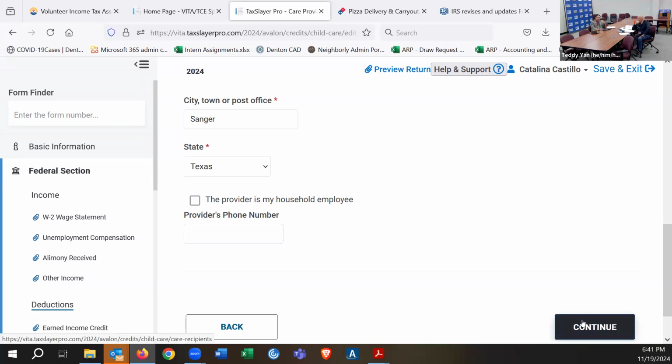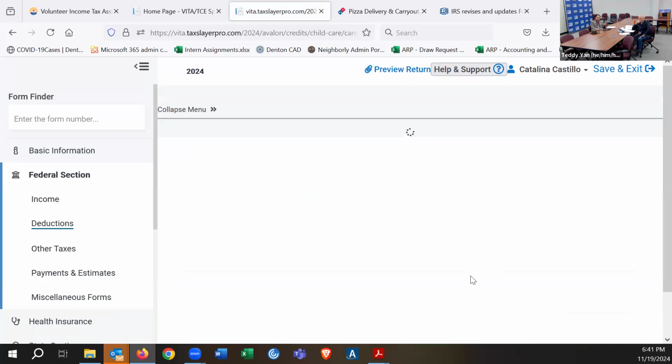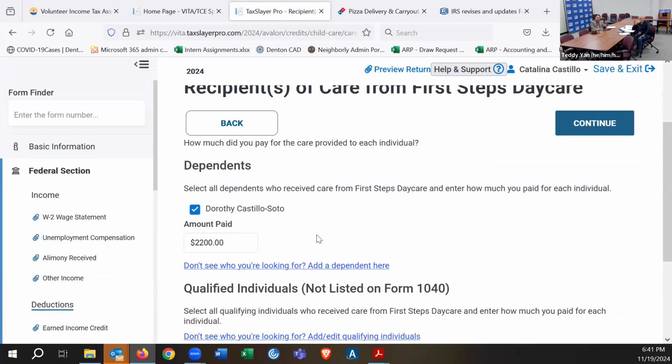Once we've established the care provider, then the next step is to indicate for this qualifying person, we paid this much money over the year, which Kat is getting a tremendous discount.